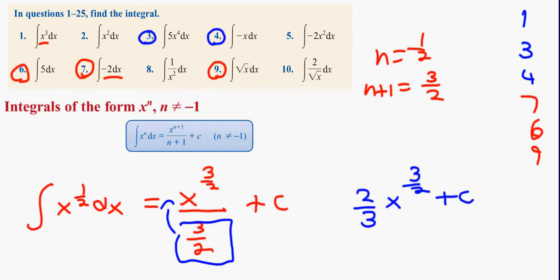Usually, if the power is in fraction form, it will be multiplied by the same fraction upside down. Okay. Now what about number 10?